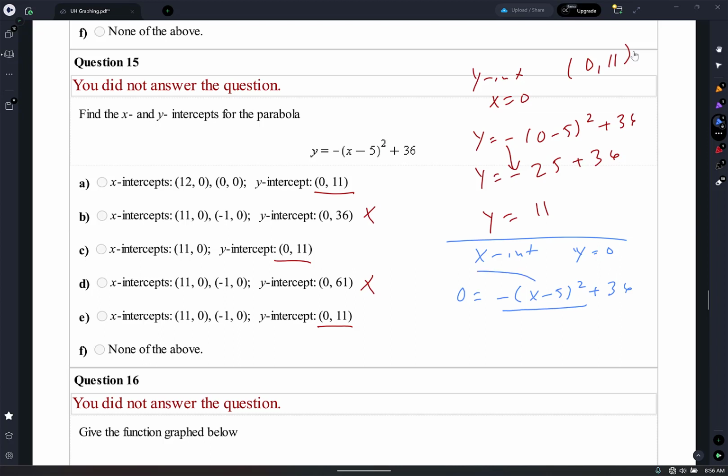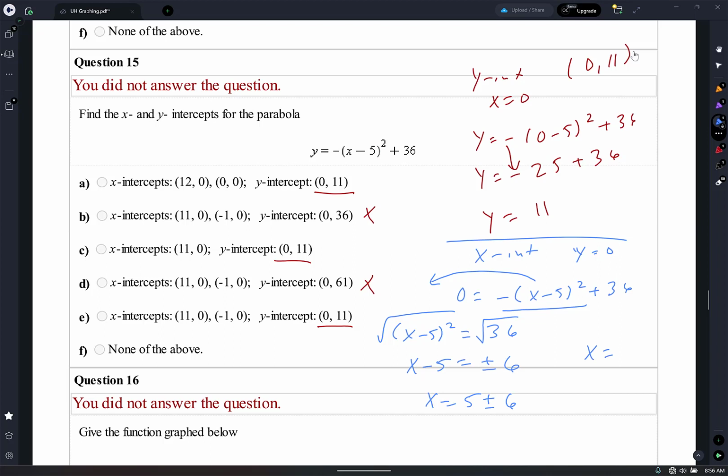Move this to the other side. (x minus 5) squared equals 36. Take a square root of both sides. Square root, square root. x minus 5 equals plus or minus 6. And then move the 5. x equals 5 plus or minus 6.